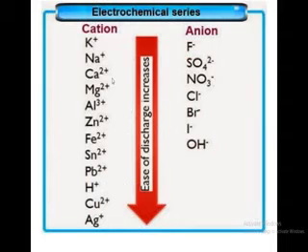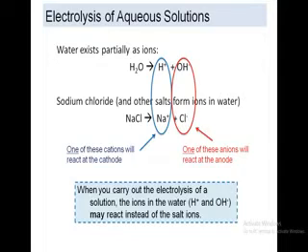Their position in the series: sodium is at the top, so it is very difficult for it to get discharged. Chloride is present somewhere close to hydroxide, but as this is an aqueous solution, chloride ions are fewer in number and hydroxide ions are more in number, so the hydroxide ion will win the competition. And what will happen?